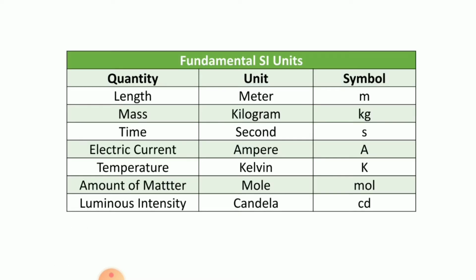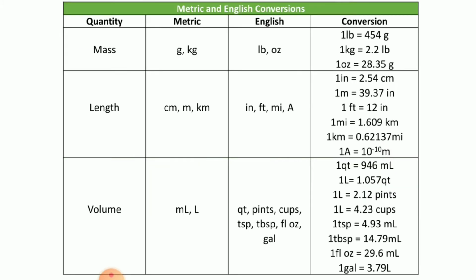So we have here a table which shows the fundamental SI units. We have a column for quantity, together with the base units, as well as their corresponding symbols. And another table for metric and English conversion. We have a column for quantity, together with metric and English and their corresponding conversions.